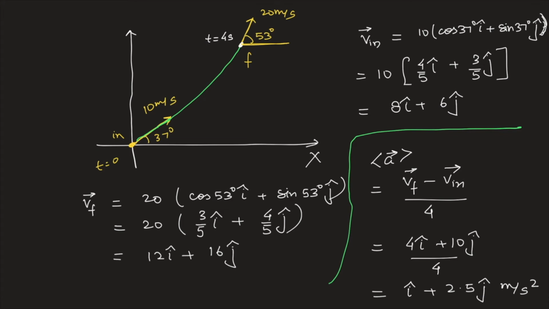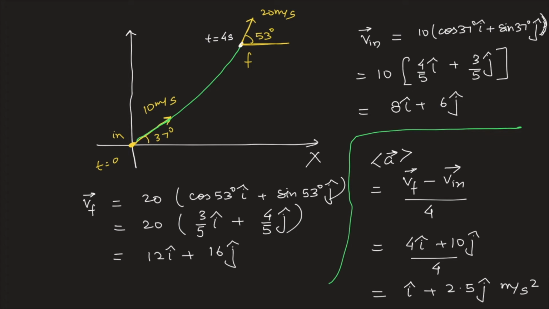Now as you can see, this acceleration happened due to both things happening simultaneously. That is, the magnitude has also changed and the direction has also changed. So change in magnitude as well as change in direction of velocity.